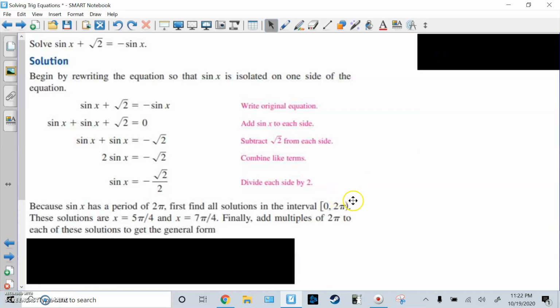If we're between 0 and 2 pi, then we get 5 pi over 4 and 7 pi over 4, because that's where sine is negative. But if we want all possible solutions, we're going to add multiples of 2 pi n.